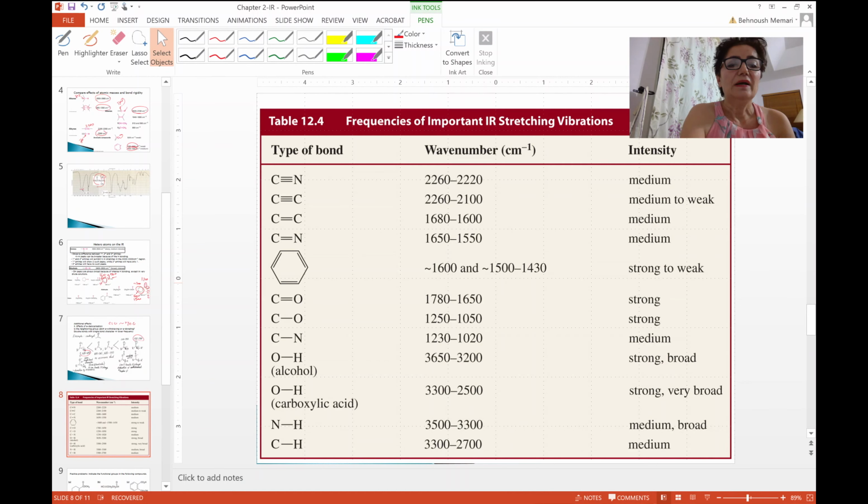The table that we have here gives approximate numbers for many bonds, with the location based on the wave number where the peak would appear, and also the intensity of the peak. If you memorize these numbers, it is going to help you interpret the IR spectrum easier and much faster.